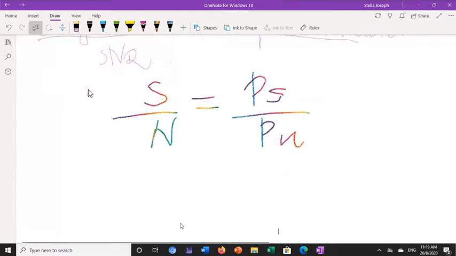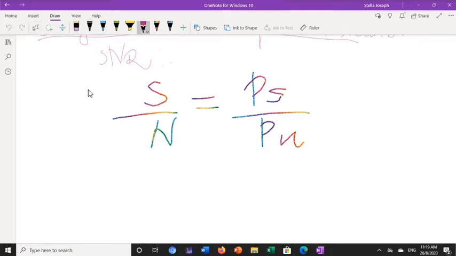So what do you mean by signal power? Signal power is nothing but the input signal power. Whatever signal is present in the medium, that signal's power is called PS, or we can also say it as input power. So signal to noise power is equal to PS divided by PN, that is signal power to the noise power.